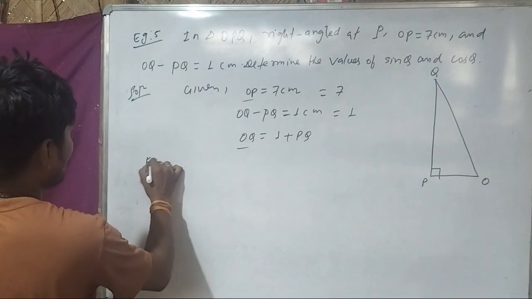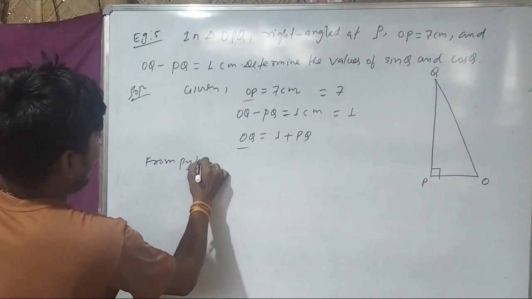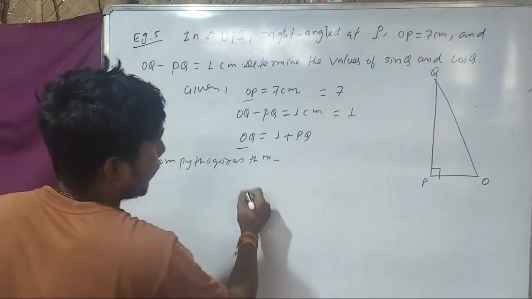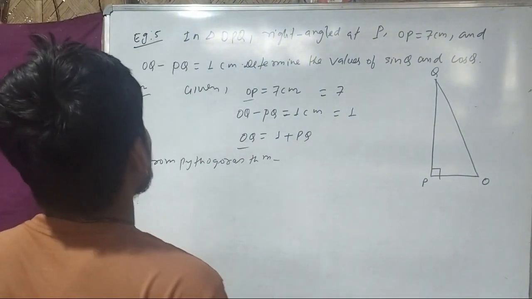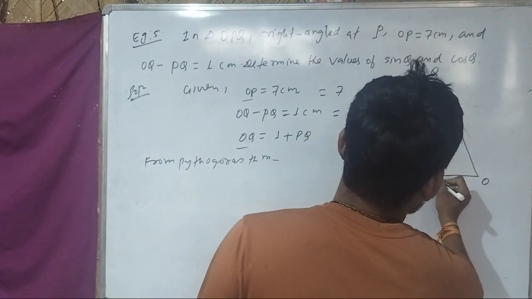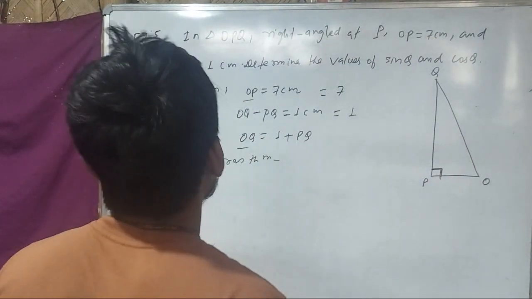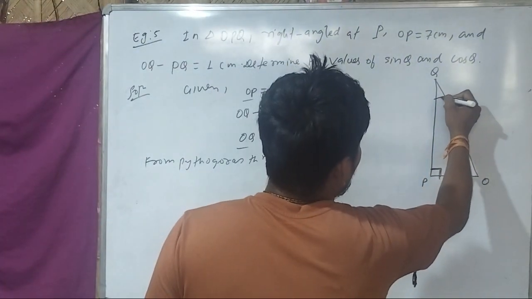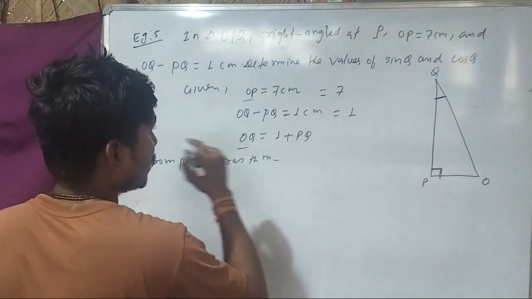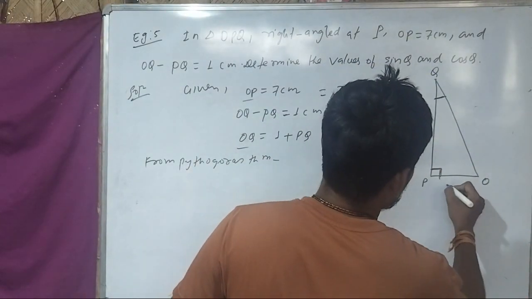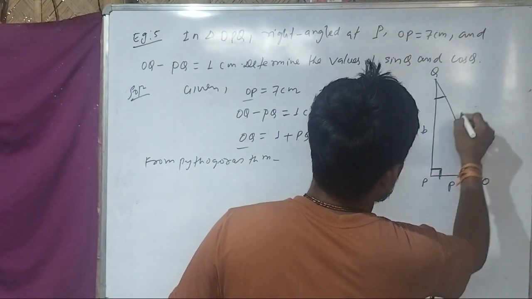Now use Pythagoras theorem. In the triangle, the right angle is at P, so this angle is 90 degrees. We have to determine the values of sin Q and cos Q. If we take this angle as Q, then this will be your perpendicular, this will be base, and this will be hypotenuse.